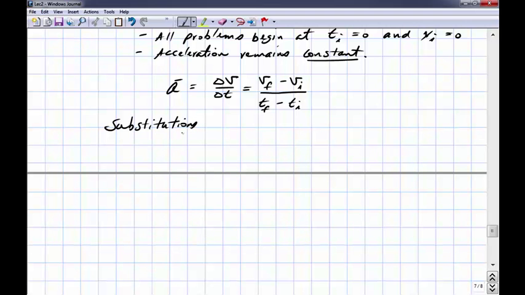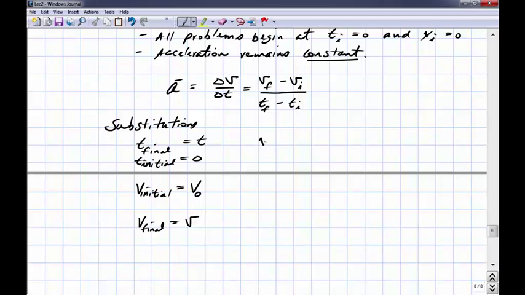From now on, when we're dealing with one-dimensional motion with constant acceleration, t final will just be replaced by t. Whenever we see a t in our equations, it refers to the final time. We also noted that t initial is 0 because all problems start at a time of 0. V initial will just be referred to now as v at time 0, or v0, and v final will be referred to as just v.